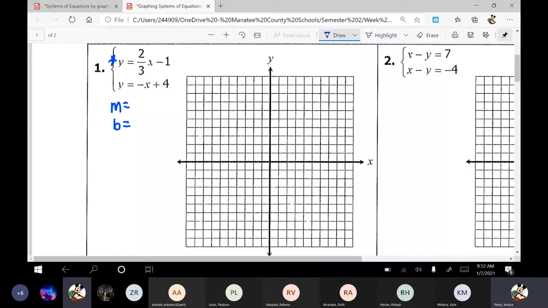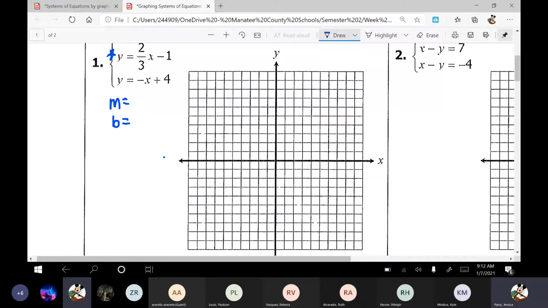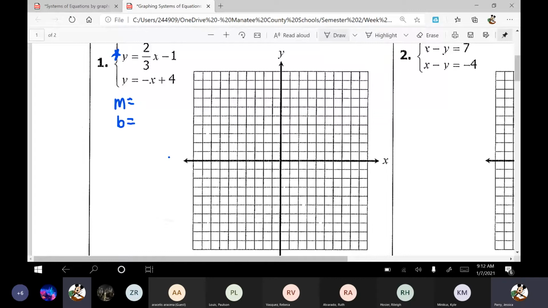And if my equation is y equals mx plus b, what is in the same spot as m? You can write it in the chat. Is it the fraction or the -1? What is in the same spot as m? You can write it in the chat.